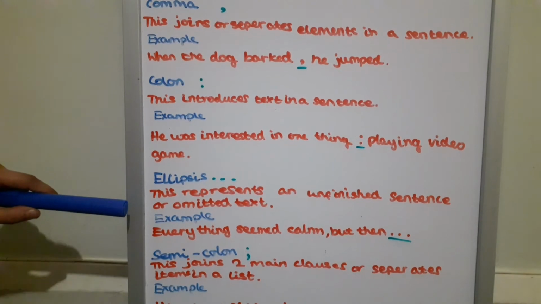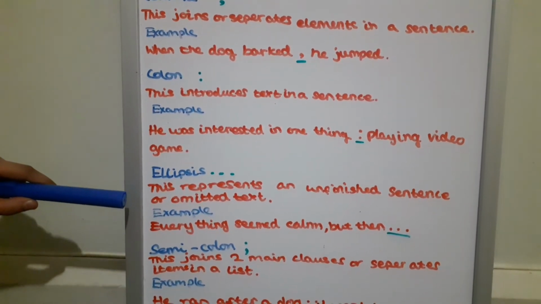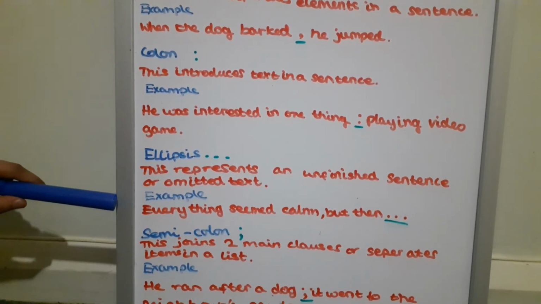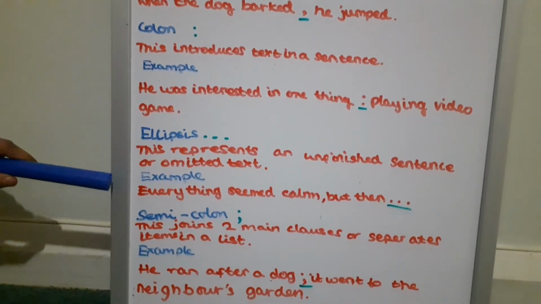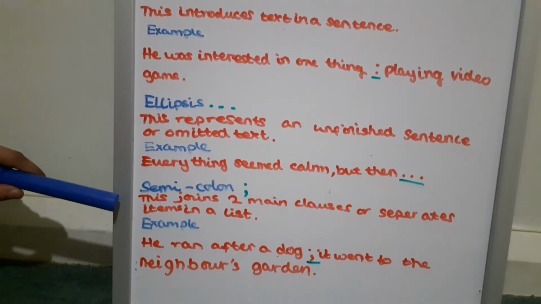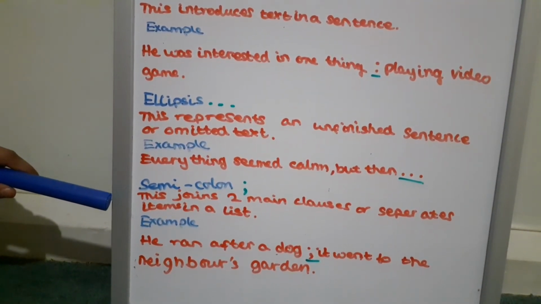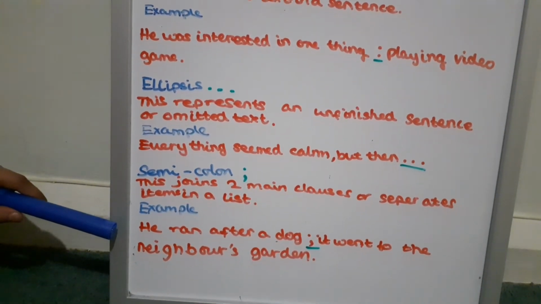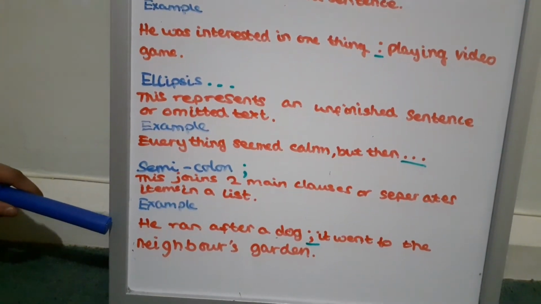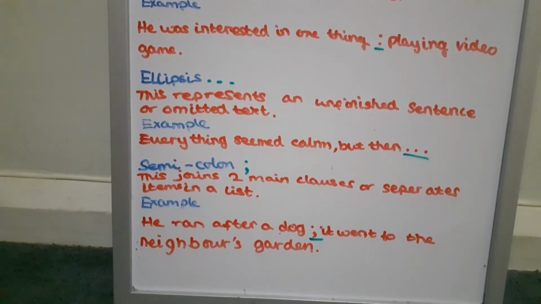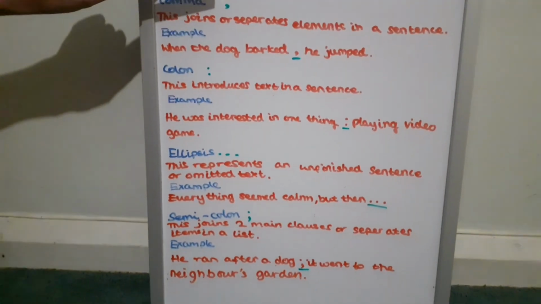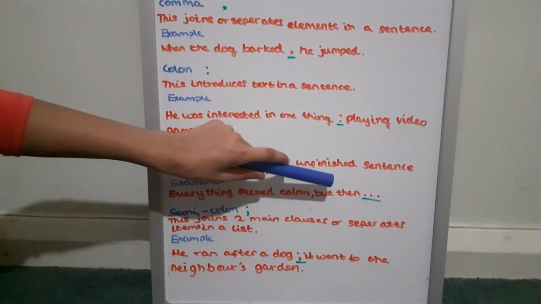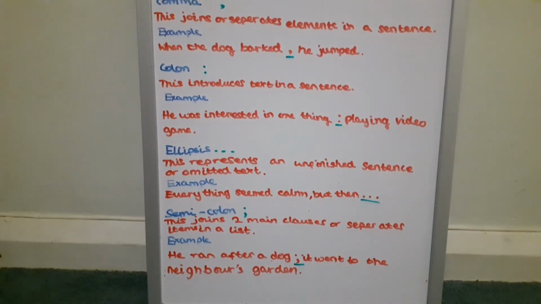Ellipses. This represents an unfinished sentence or omitted text. Example, everything seemed calm, but then... Semicolon. This joins two main clauses or separates items in a list. Example, he ran after a dog; it went to the neighbor's garden. Here's the full stop. Here's the comma. Here's the colon. Here's the ellipses, and here's the semicolon.